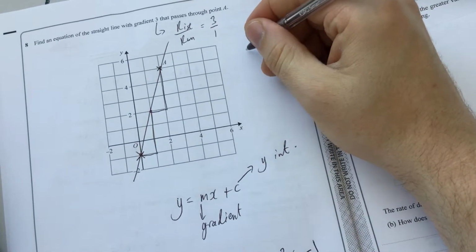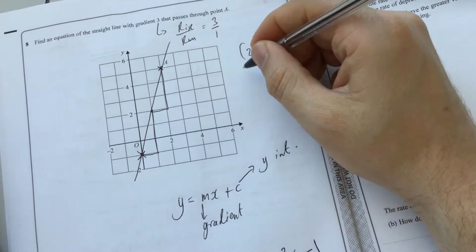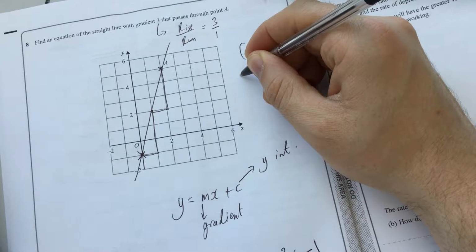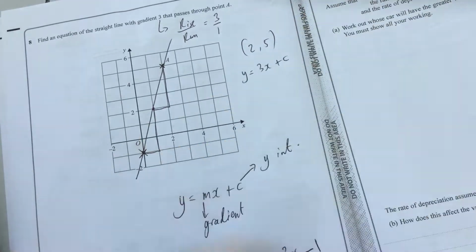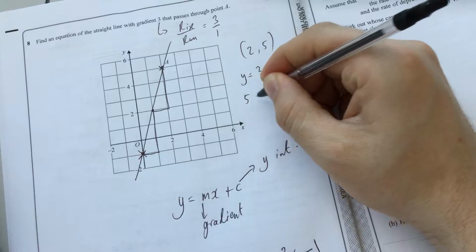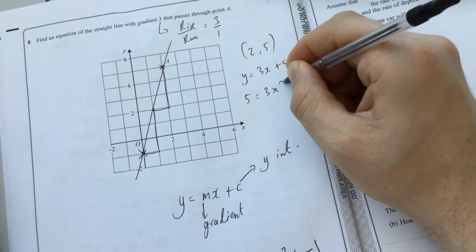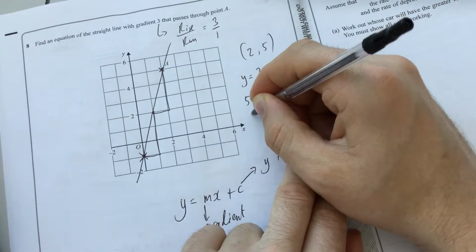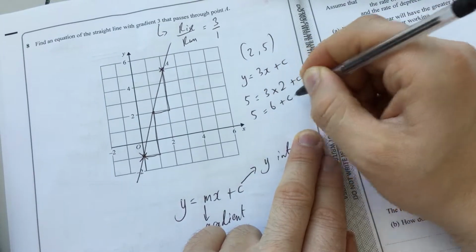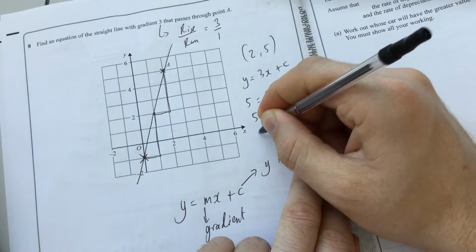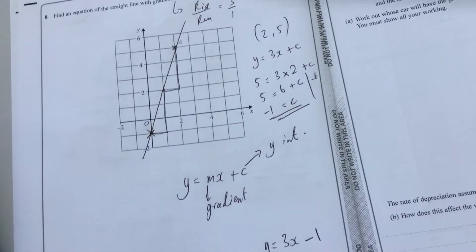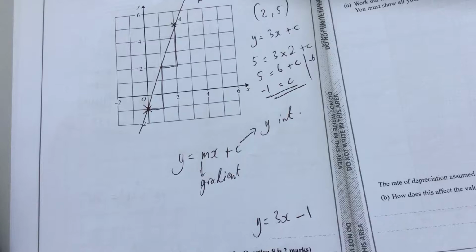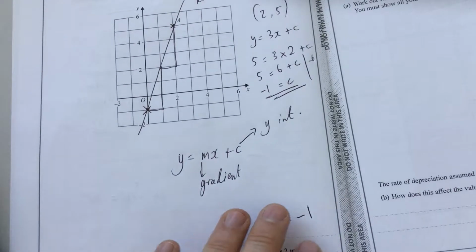The other way, the coordinate was 2, 5. So using what we've got so far, y equals 3x plus c. We didn't know c, but we think it's 5 equals 3 times 2, add c. So 5 equals 6, add c. So I could take away 6. So -1 equals c. So I could do it that way as well. And that might happen where you haven't got a grid and you have to do it this way. Right then, next one.